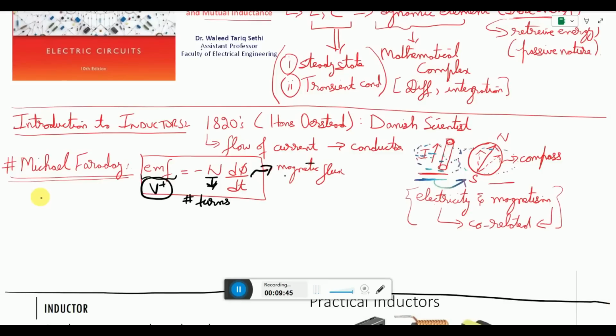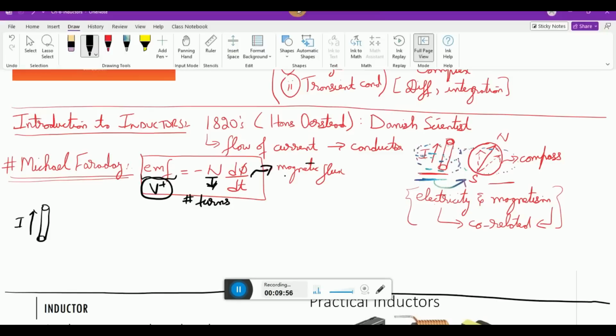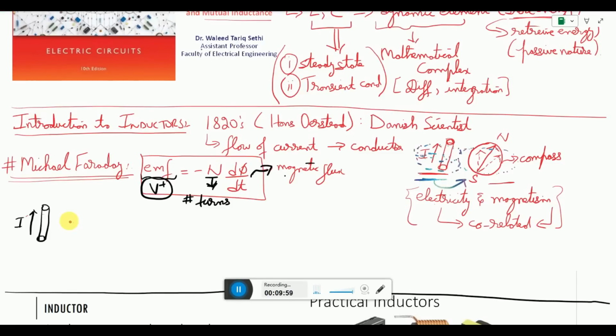that he took a piece of wire and he passed a current through it, and based on Hans Ørsted's theory, this electric current will produce its own magnetic field surrounding it. And we also know by the right hand rule that if the current is flowing in the upward direction, then the magnetic field will be produced when we curl our fingers. So he took a piece of wire where a current I was flowing through it and a magnetic field is produced around it.